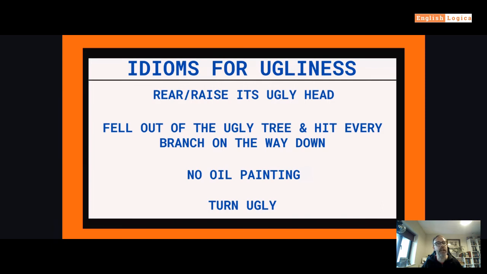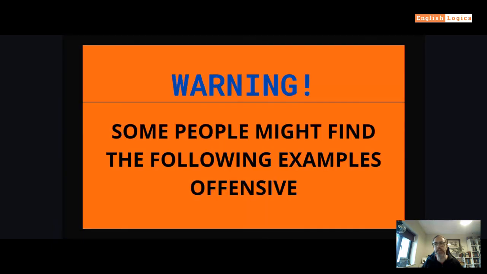So we're going to show you some examples to go with each of these idioms now. So a little bit of a warning here for those who are easily offended. You will find some of these offensive. Okay, well, some people might find them offensive. So just a heads up in advance of these.